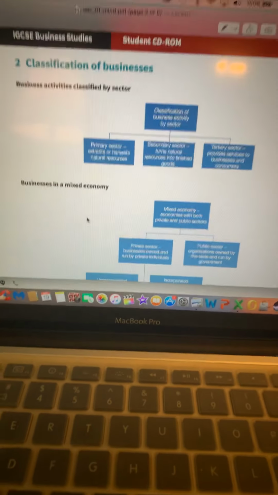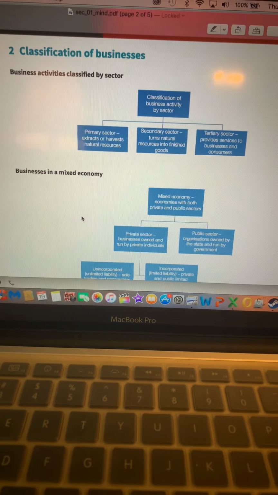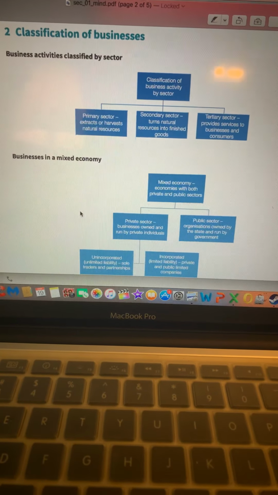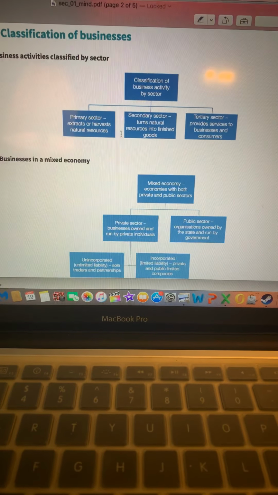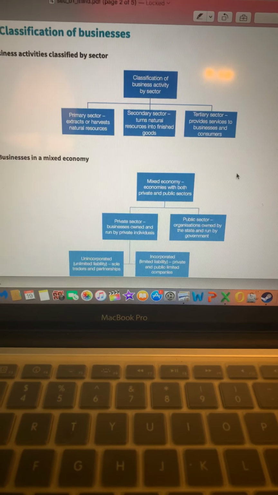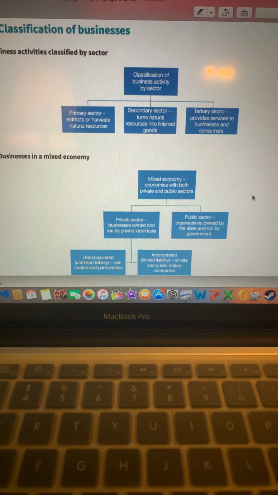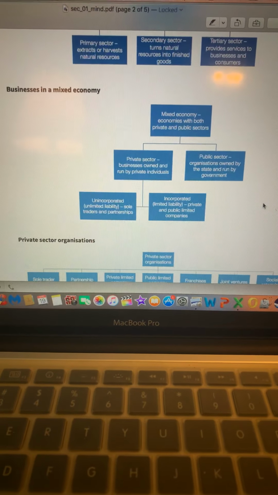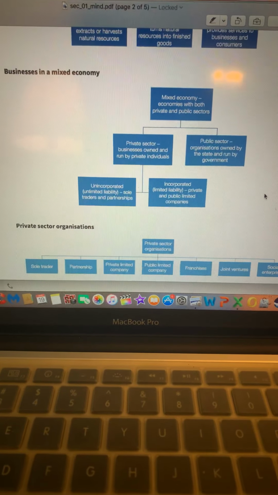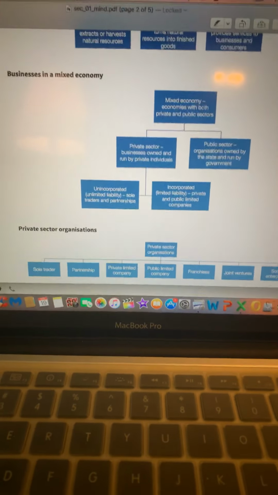Here we look at section 1, unit 2. Classification of business, and we have business activities classified by sector. So we've got 3 sectors: primary, secondary, and tertiary sector. 1, 2, and 3. I think most of you kind of understand this. If you are not too sure about it, do let me know. We have business in a mixed economy. This did not show up in the exam, but it may come up later on.